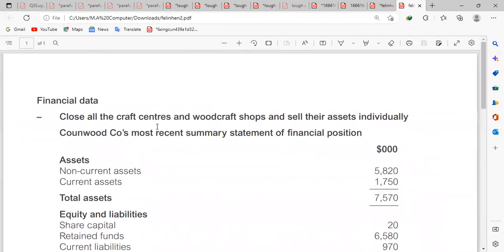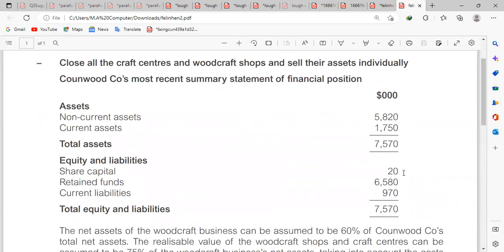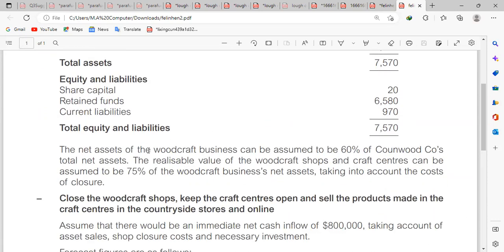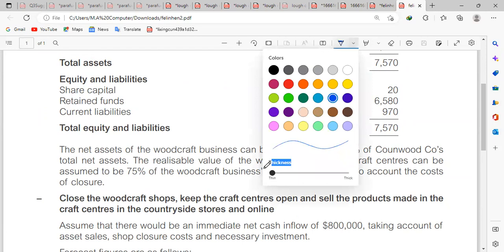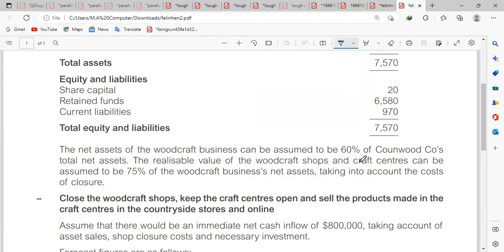Financial data: close all the craft centers and woodcraft shops and sell their assets individually. So the examiner has given you the assets, the total equity and liabilities. The examiner is saying the net assets of the woodcraft business can be assumed to be 60% of the C company's total net assets.